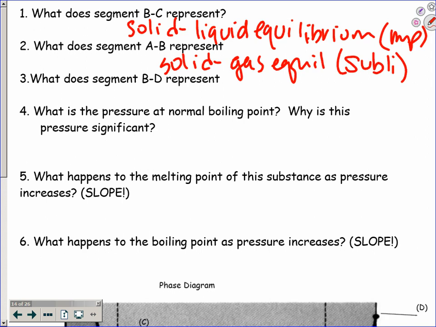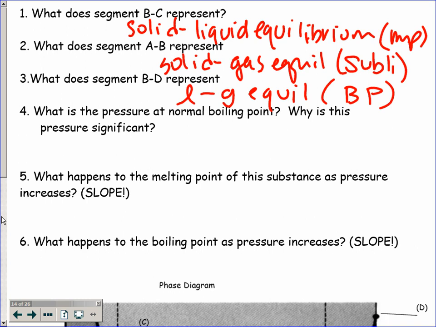Say again? Liquid to gas equilibrium, and that's what point? Boiling point. We discussed the rest of those. We're fine for now. All right, so now we're going to go to heat curves.